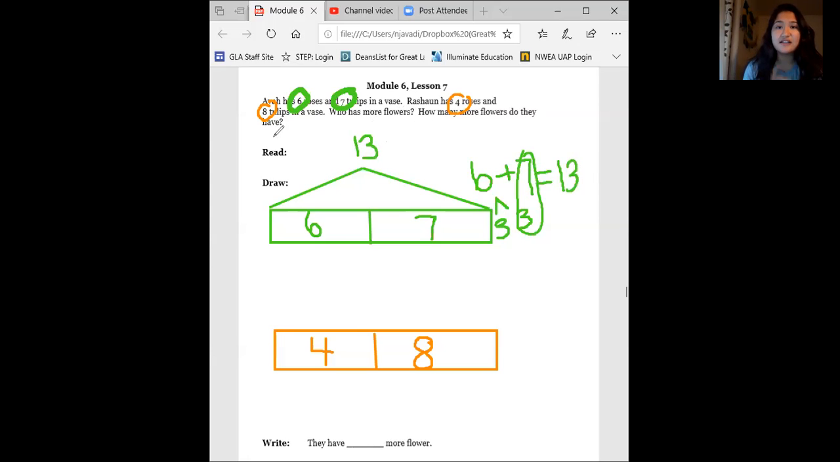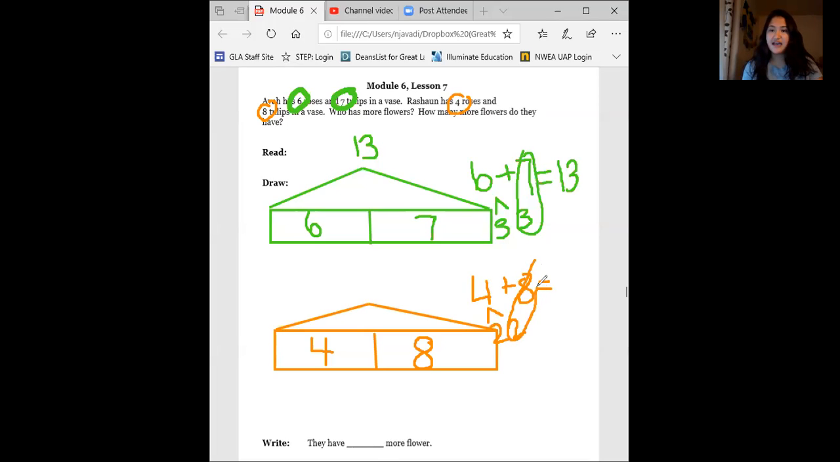Now let's go down to Rashawn's. Rashawn has 4 roses and 8 tulips. So now let's find the total number of flowers Rashawn has. 4 plus 8. Let's find the total. Again, I'm going to use the make 10 strategy. So I'm going to say, I know I have 8. How many more do I need to get to 10? 8, 9, 10. I need 2 more. If I have 2, 2, 3, 4. That means my other part is 2. 8 plus 2 is 10. 10 plus 2 is 12.